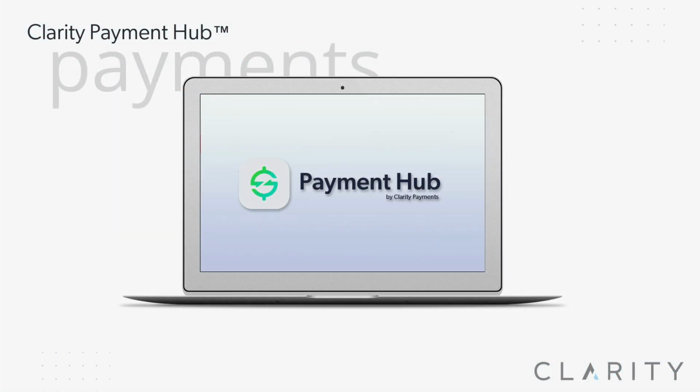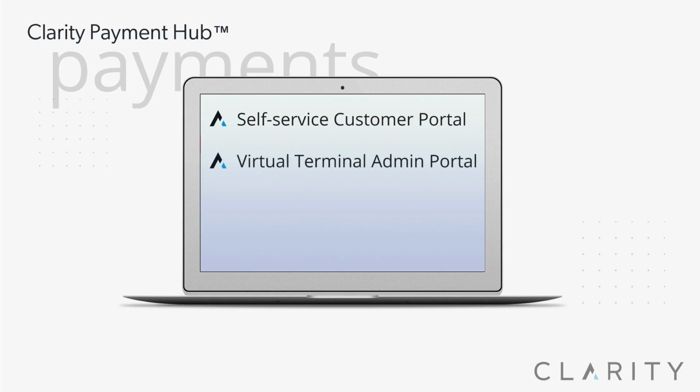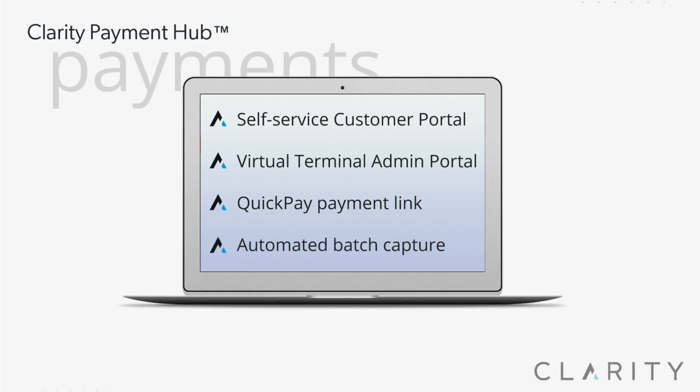So in summary, Payment Hub provides a fully integrated invoice and payment automation platform providing a self-service customer portal where your customers can view, print, and pay their invoices, a merchant virtual terminal for your team to process payments for your customers, a quick pay link to send a payment link via email, and finally, a fully automated batch capture mode where automated captures can be triggered by an invoice status within the ERP.